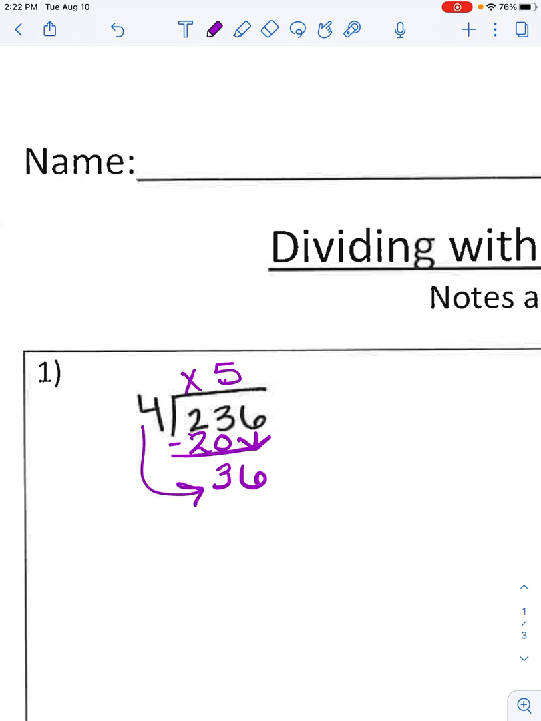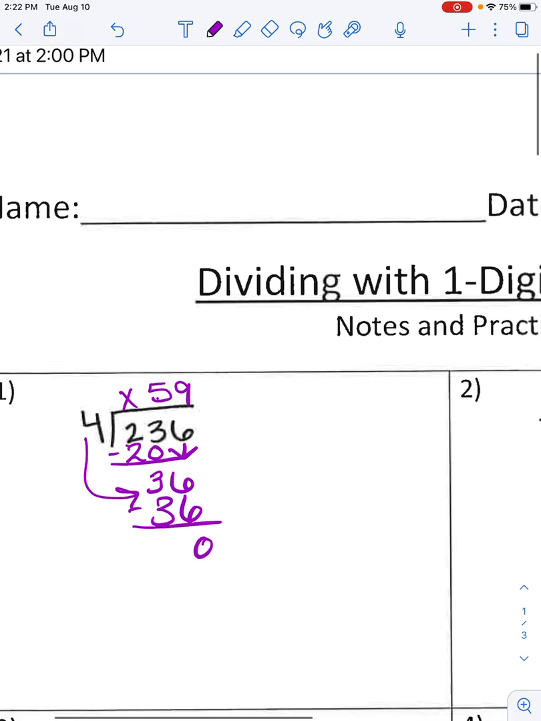You're going to ask yourself, how many times does 4 go into 36? And again, if you want to use that multiplication chart that I taped in your notebook, go for it. 4 into 36 goes 9 times. 9 times 4 is 36. And when you subtract, you get 0. You've got that 0 down there, so you know that you're done.